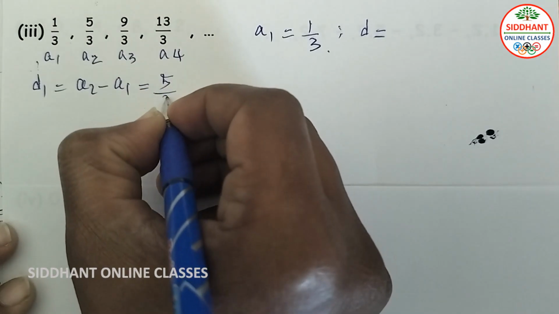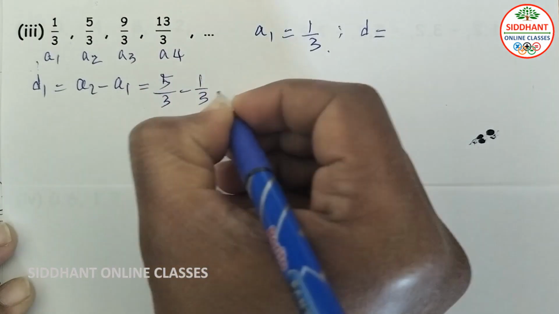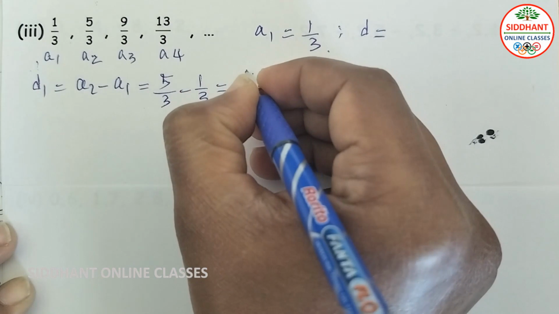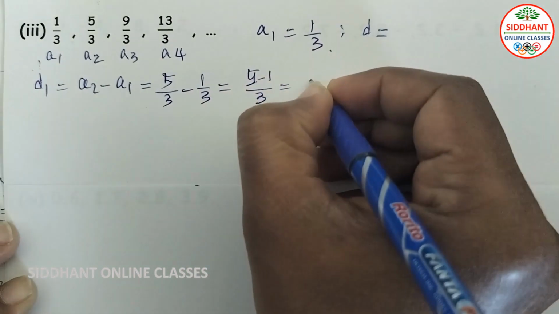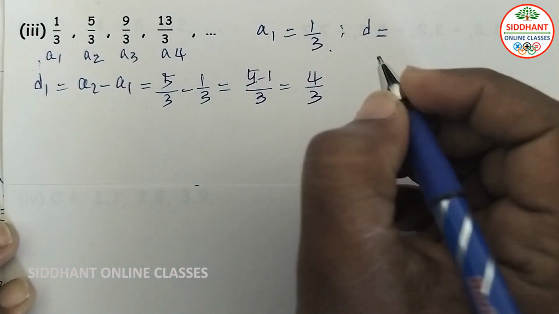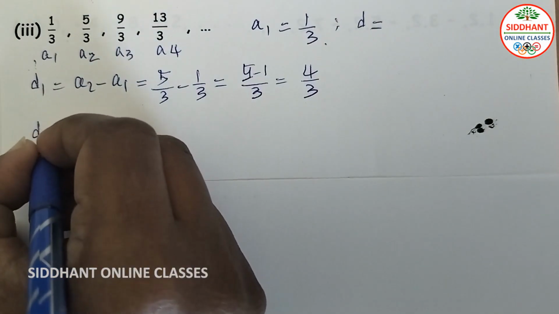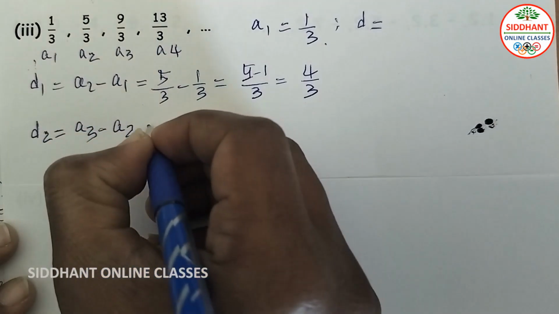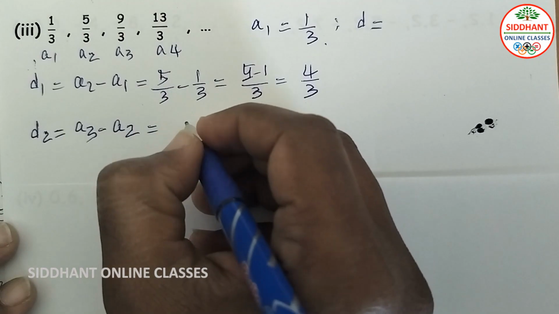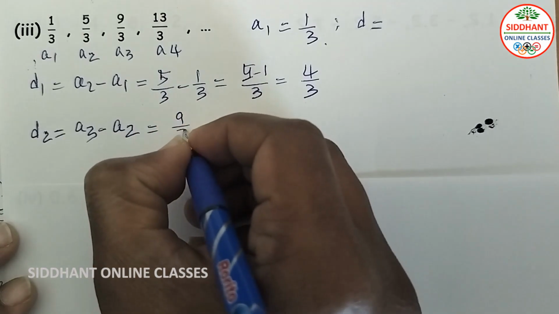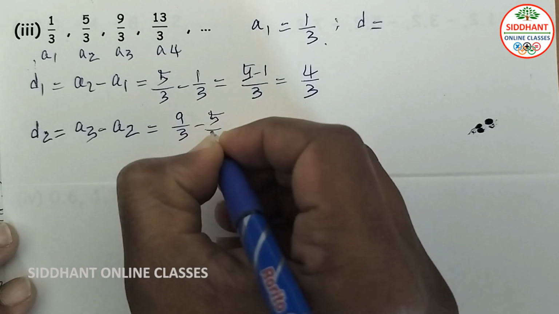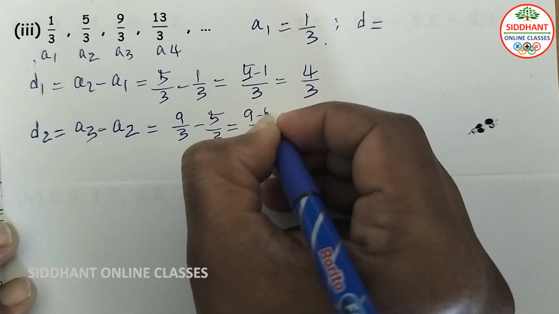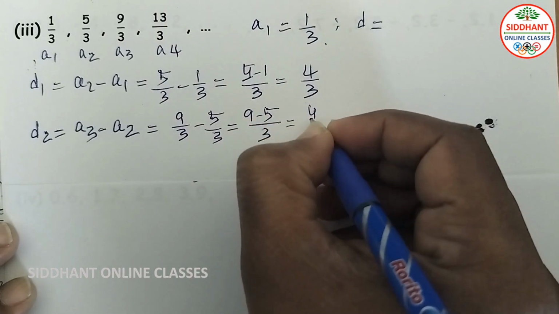5 by 3 minus 1 by 3, that equal to here 5 minus 1 by 3, which is 4 by 3 here. Now D2, which is A3 minus A2, that equal to 9 by 3 minus 5 by 3, that equal to LCM 3, 9 minus 5, which is equal to 4 by 3 here.